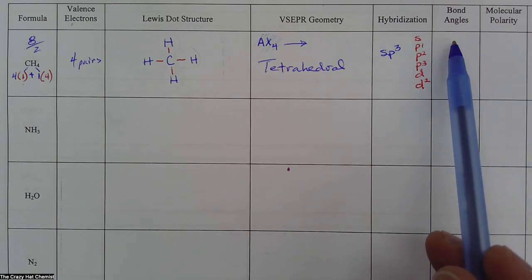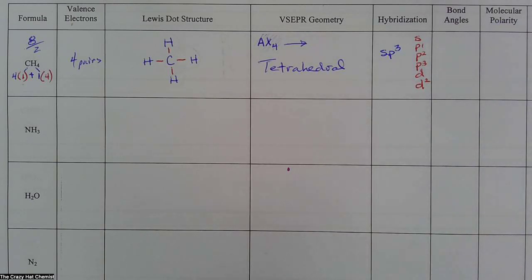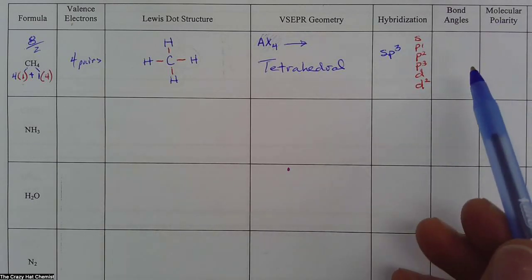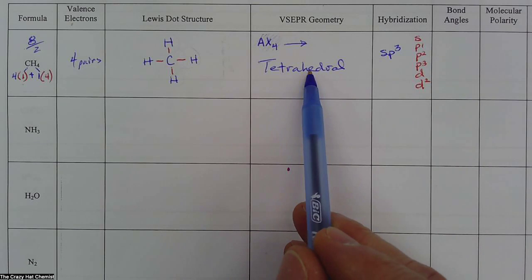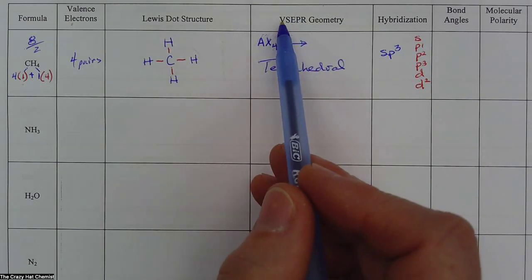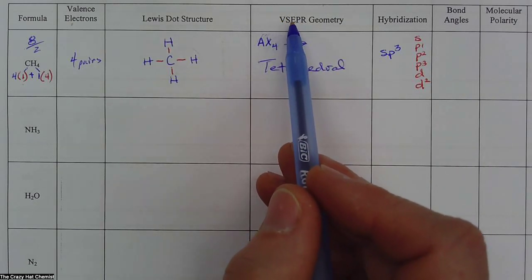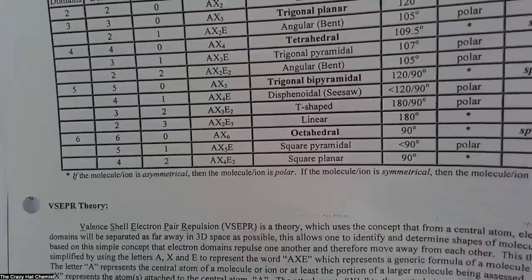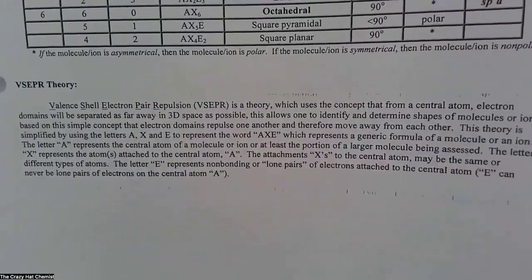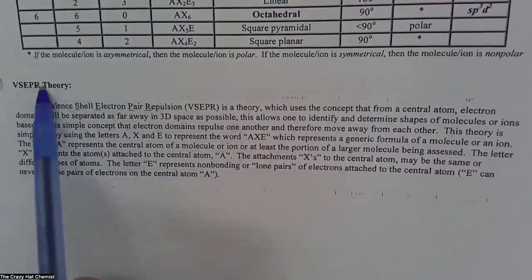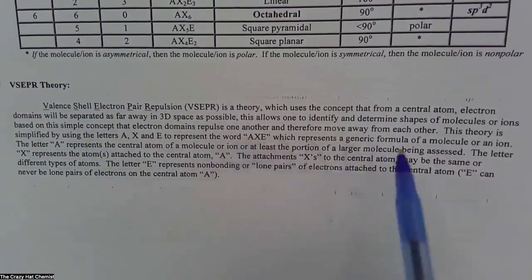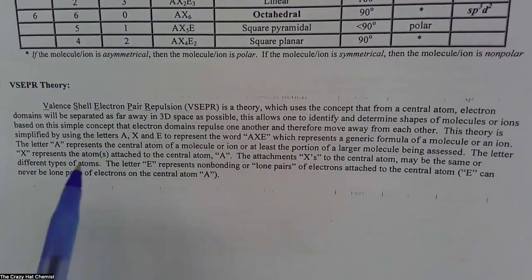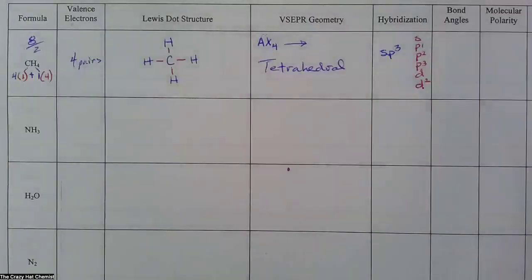The next thing that we're going to do is the bond angle. And the bond angle is associated with the VSEPR shape. By the way, VSEPR means valence shell electron pair repulsion. And I do have that on this handout, on this worksheet. It does specifically talk about the VSEPR theory, what it is, everything right there. Again, if you need one of these, shoot me an email. I'll send it to you.